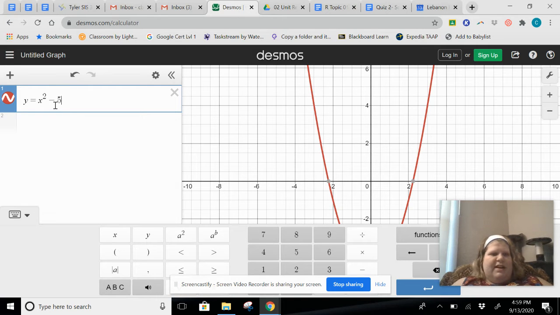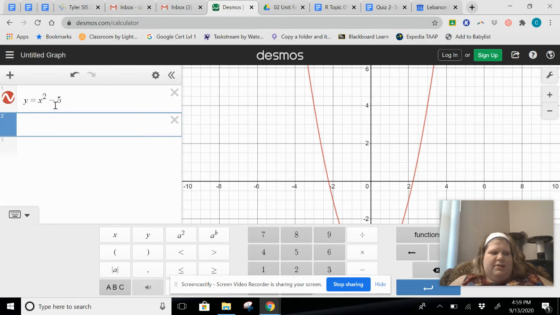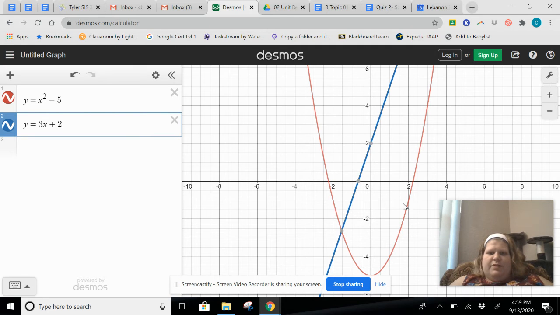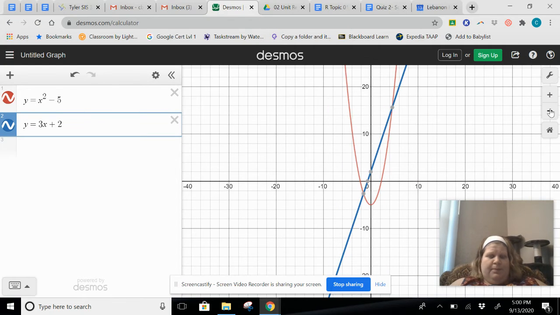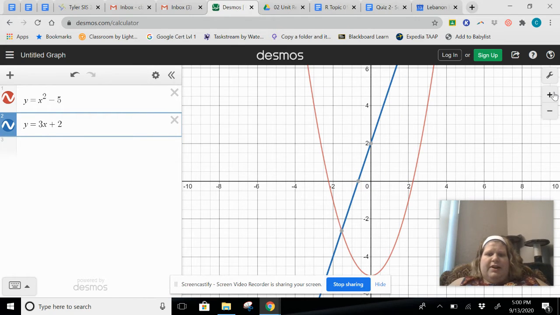Then I'm just going to hit enter so that I can make another equation. I need to type my second one, which is y equals 3x plus 2. Notice it's going to graph both of those equations for me. Now, if I want to, I can make that graph where I can see more of the line, or I can get closer in.